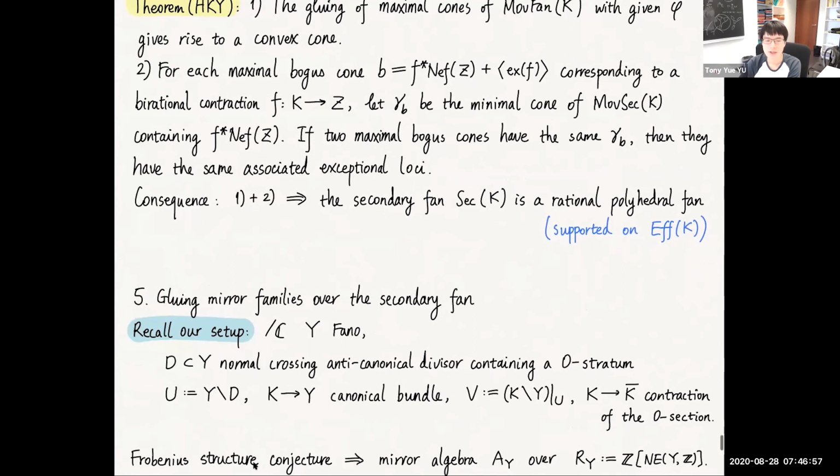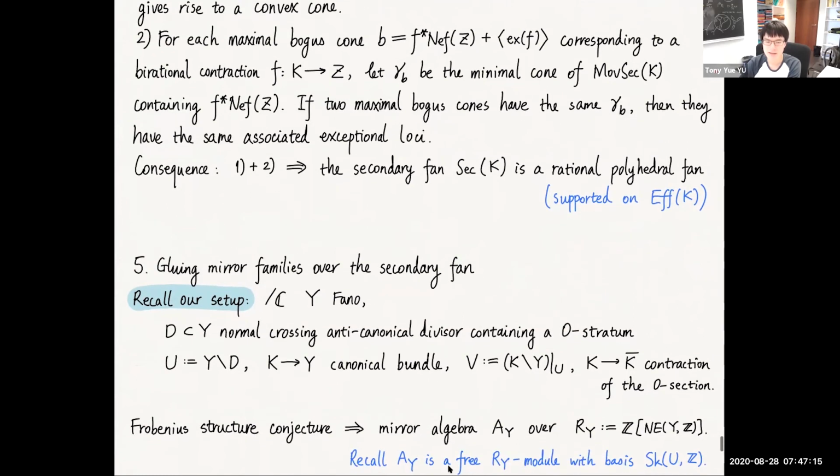The Frobenius structure conjecture gives rise to a mirror algebra AY over RY, the monoid ring over this cone of curves. And recall that AY is a free RY module with basis the integer points in the essential skeleton, and we constructed the multiplication product structure on AY by counting non-Archimedean holomorphic disks.